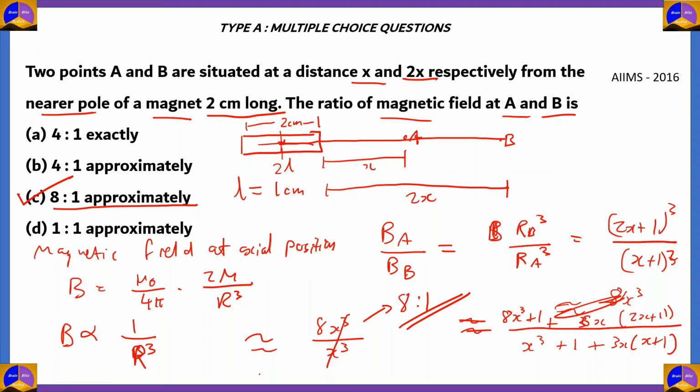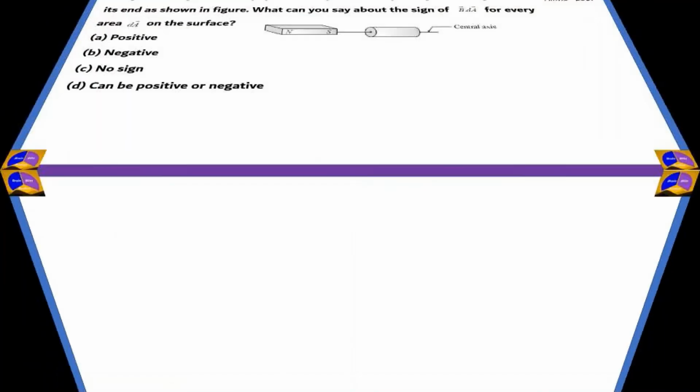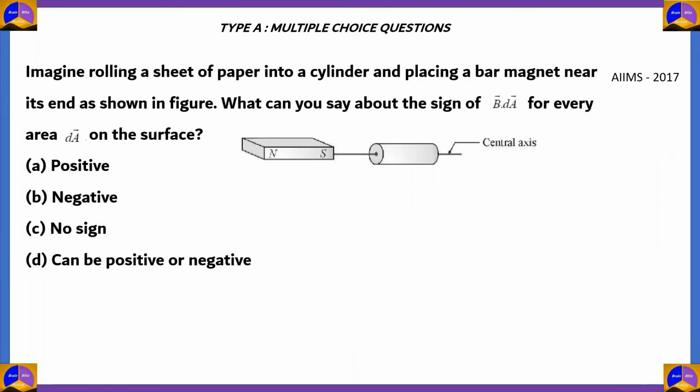Now, let's look at our final question. Imagine you roll a sheet of paper into a cylinder, and you're placing a bar magnet near its end as shown in the figure. What can you say about the sign of B dot dA for every area dA on the surface? Now notice that B dot dA is essentially the magnetic flux. So we need to find out the direction of the flux here.